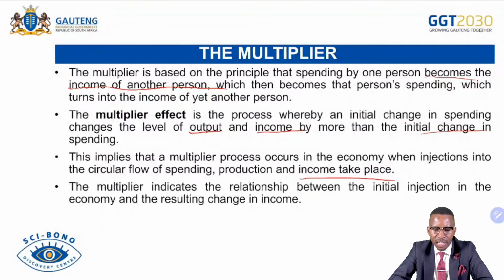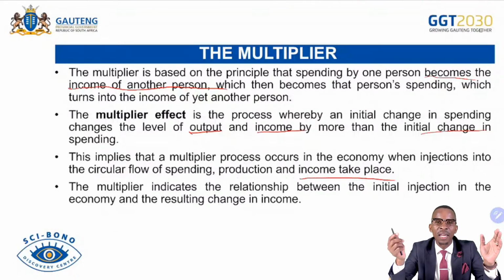The multiplier indicates the relationship between the initial injections in the economy and the resulting change in the income, which talks to the multiplier effect. We spend less, we check the final change in the income, which is the multiplier effect.